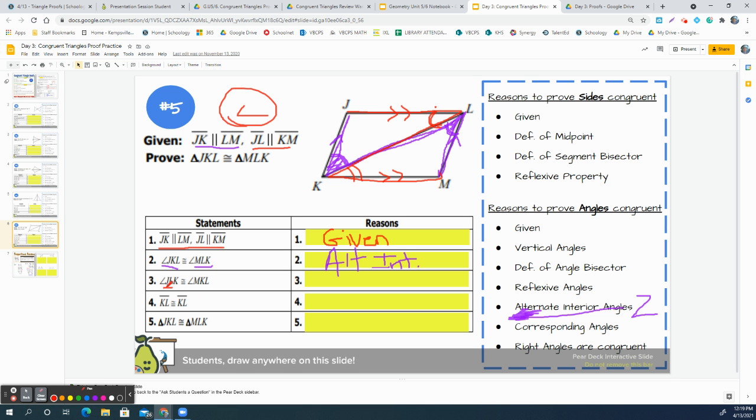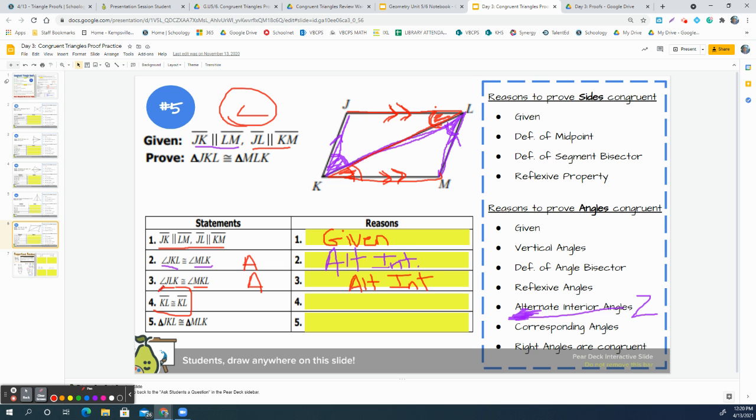So then if I come down here, JLK, that's this red angle, and MKL, M to K to L, that's this angle. My red angles, because I have red parallel lines, why are they congruent? Also alternate interior angles, right? So I've got a set of purple angles and a set of red angles.